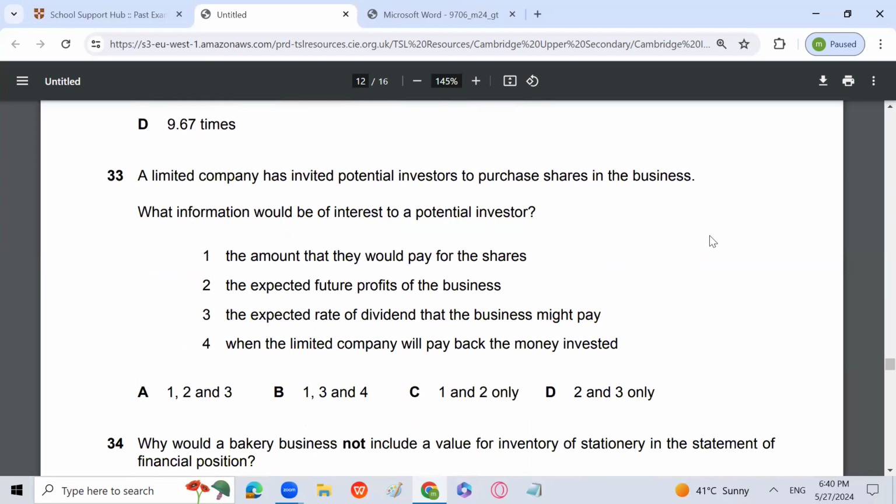A limited company has invited potential investors to purchase shares in the business. Which information would be of interest to a potential investor? The amount that they would pay for the share, the expected future profit of the business. Both are yes. Expected rate of dividend that the business might pay. Yes. When the limited company will pay back the money invested. No, that is not important. So 1, 2, and 3 is the answer. A is the answer.